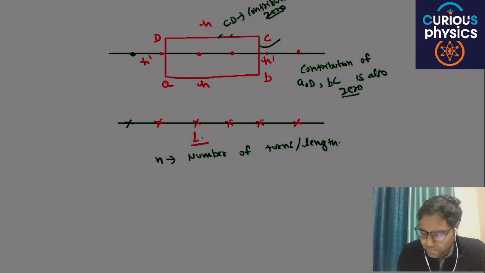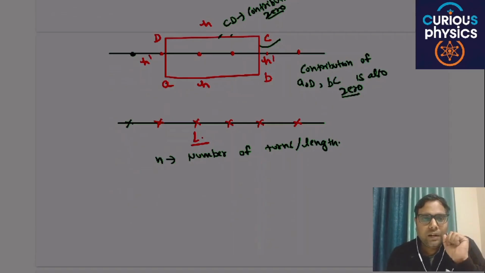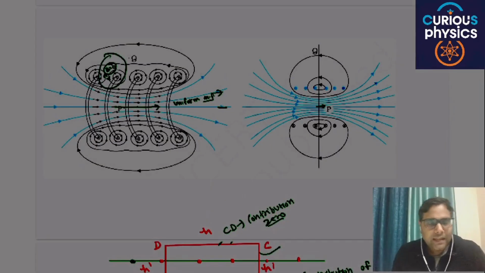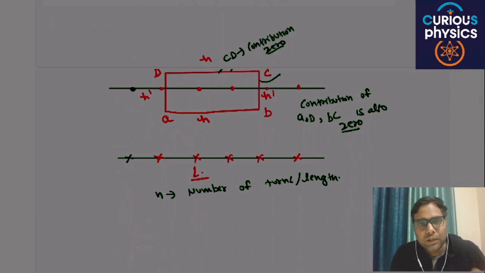Because we have discussed that the wires, each turn is very close to each other, and the direction of the magnetic field is opposite. Just as we have discussed, at this particular point the magnetic fields will cancel each other. So the net contribution of AD and CB will also be zero. AD and BC are zero toward the net magnetic field.